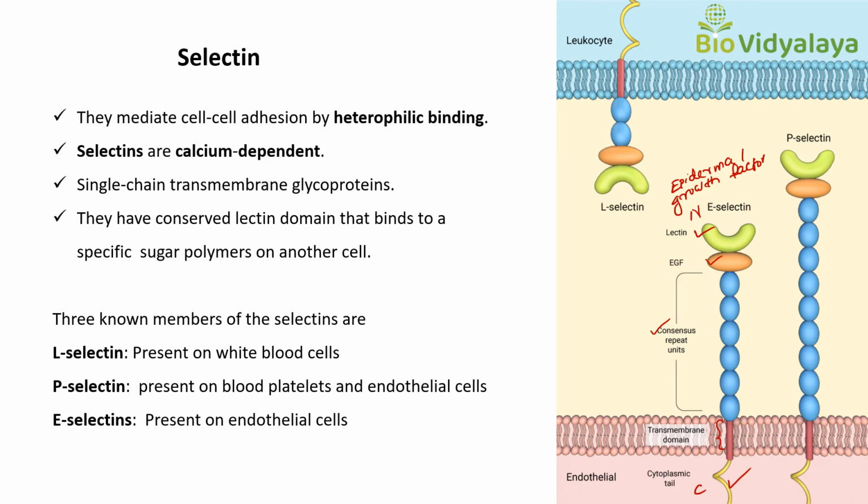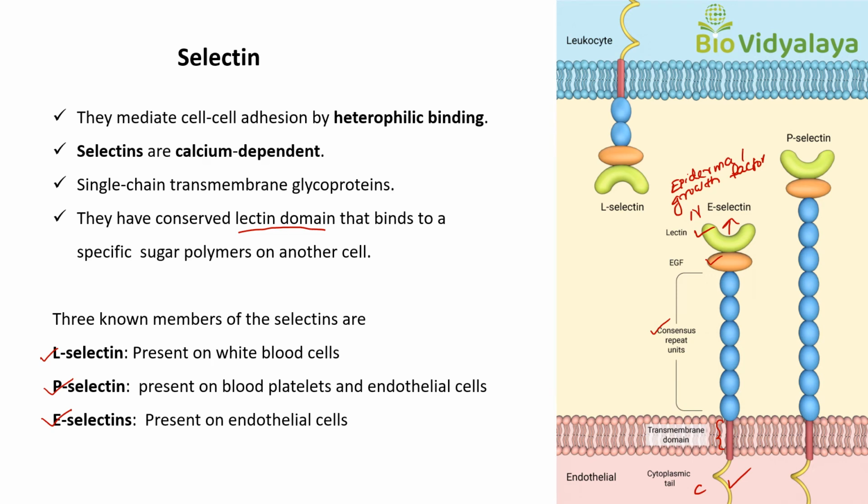They have a conserved lectin domain that binds to specific sugar polymers on another cell. That means this lectin domain will bind with a specific oligosaccharide present on another cell, and so these lectin domains are responsible for adhesion. The three members of selectins are L-selectin, P-selectin and E-selectin. L-selectin is present on white blood cells, P-selectin on blood platelets and endothelial cells, and E-selectin on endothelial cells.